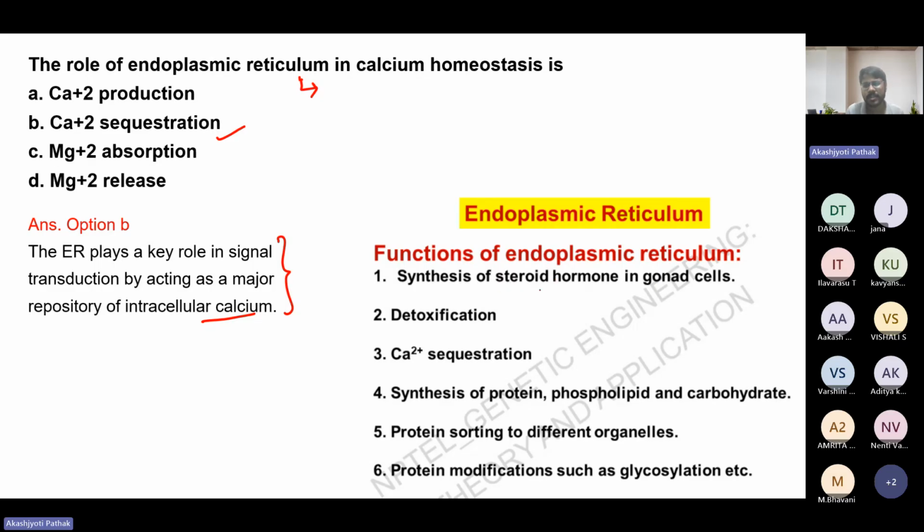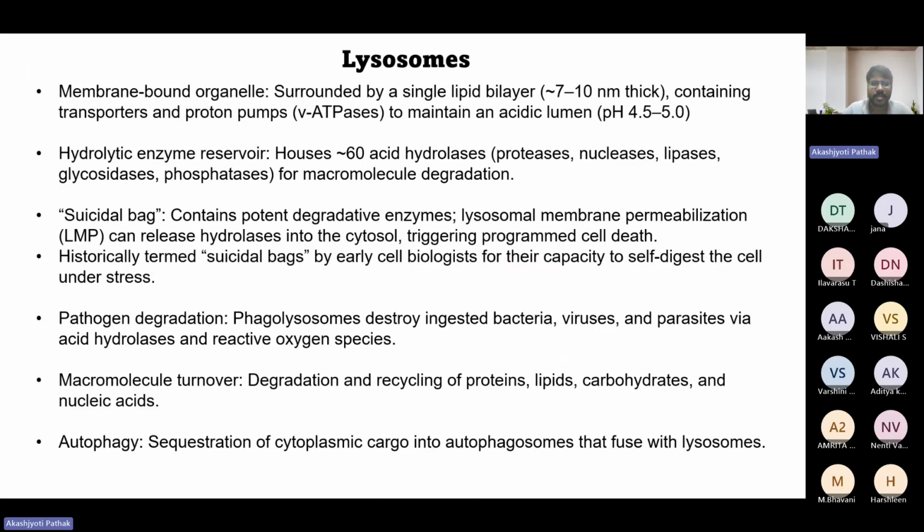The function of the smooth endoplasmic reticulum is that it is involved in synthesis of steroid hormones in gonad cells, and detoxification because it has the enzyme cytochrome P450 oxidase that can cause detoxification, and then calcium sequestration, and synthesis of protein, phospholipid, carbohydrate, and protein sorting to different organelles. Protein sorting and all these you will read in cell biology. Then protein modification such as glycosylation also takes place in the endoplasmic reticulum. Okay, now coming to lysosome.